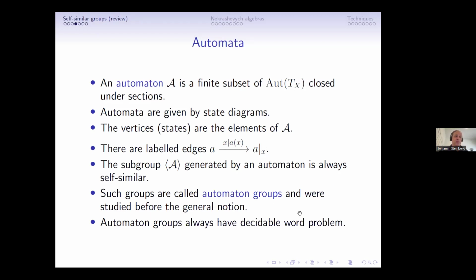And automaton groups have the nice property that they always have a decidable word problem. You can use basic computer science to solve the word problem. The word problem can be solved in polynomial space, which is not the same thing as polynomial time. To simulate in polynomial space usually takes exponential time, unless some weird hypotheses of computer science break down. And there are examples of automaton groups with a PSPACE-complete word problem, which means that you can't do better than this PSPACE algorithm.